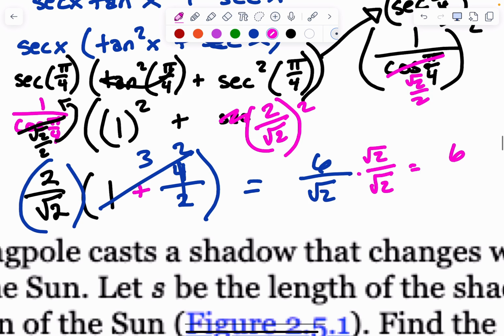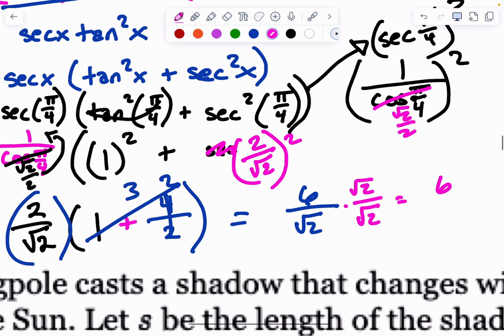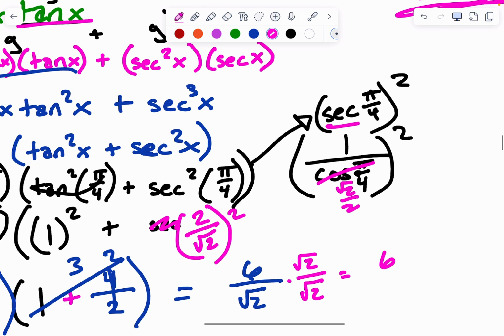Do we need to get caught up? Was that a lot? Did you understand how we got to that point? Okay, secant of pi over 4. I don't have a secant on my unit circle, so I do 1 over cosine. So cosine of pi over 4 is square root of 2 over 2. And 1 divided by that just flips it, right? So now I have the square root of 2 over 2 squared, which is 4 over 2, which is 2. And 2 plus 1 is 3. And 3 times that is 6 over the square root of 2. Are we good so far?